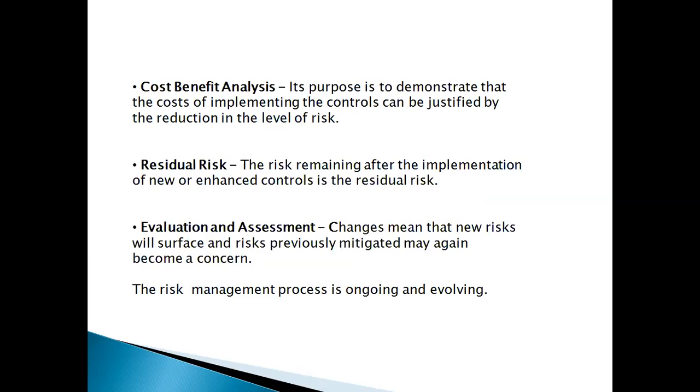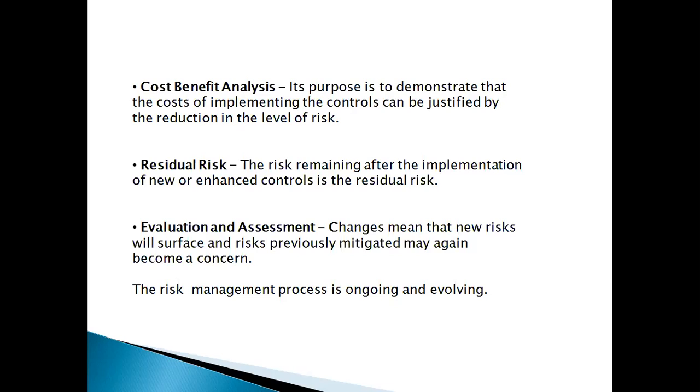Okay, next comes to cost benefit analysis. To allocate resources and implement cost effective controls, organizations, after identifying all possible controls and evaluating their feasibility and effectiveness, should conduct a cost benefit analysis for each proposed control to determine which controls are required and appropriate for their circumstances. Its purpose is to demonstrate that the cost of implementing the controls can be justified by the reduction in the level of risk. For example, the organization may not want to spend $1,000 on a control to reduce a risk of $200.